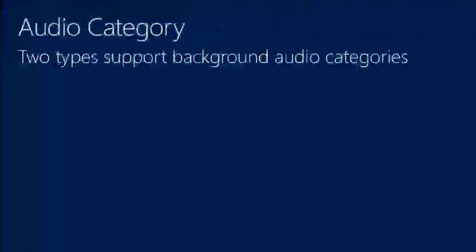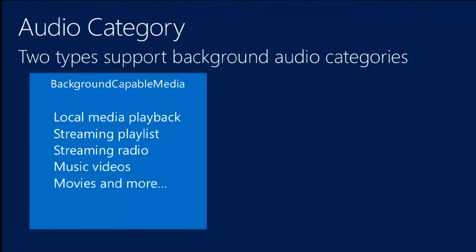The next is you have to assign an audio category. There's about half a dozen different audio categories that you can assign to a media element or to the audio and video tags. But there's only two that we're really concerned about that will support background audio. The first is the background capable media, and this is your traditional category. So anything, when you're playing back music, playlists, local videos, and stuff like that, typically what you're going to use is this background capable media.